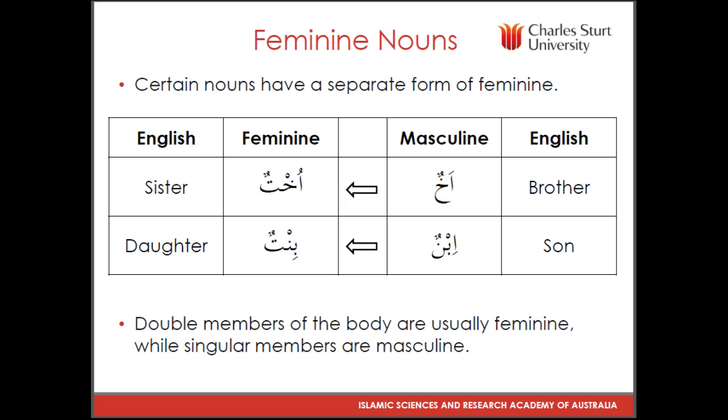These have no ta al-marbuta at the end. For example, yedun. Yedun is what? Hand. But it is feminine. There is no ta at the end. What is aynun? Eye. That's right. But there is no ta. It is feminine. Members of the body are usually feminine.